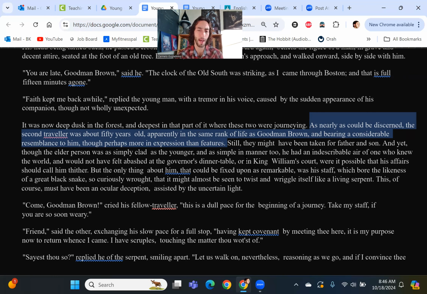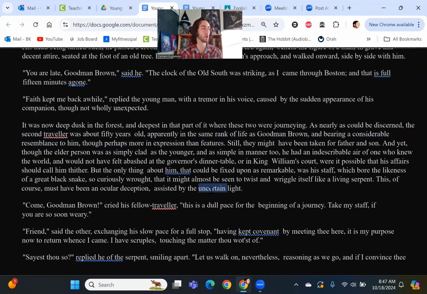and would not have felt abashed at the governor's dinner table or in King William's court, were it possible that his affairs should call him thither. But the only thing about him that could be fixed upon as remarkable was his staff, which bore the likeness of a great black snake, so curiously wrought that it might almost be seen to twist and wriggle itself like a living serpent. This, of course, might have been an ocular deception, assisted by the uncertain light."